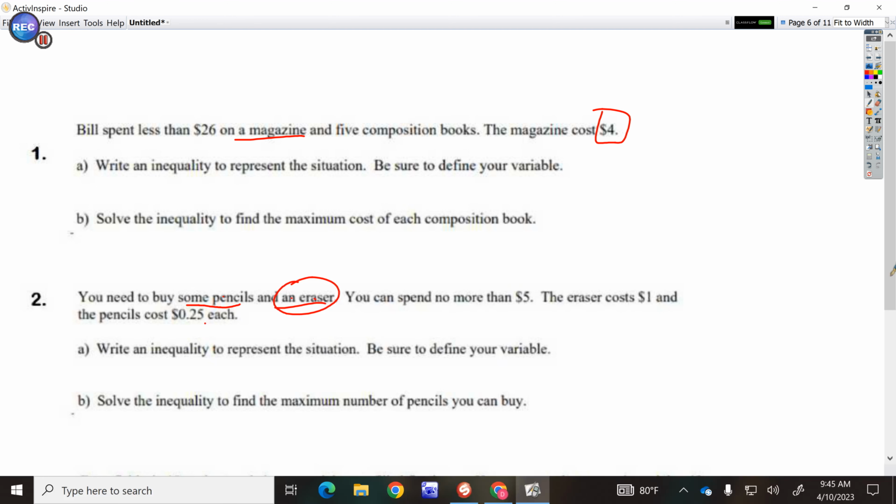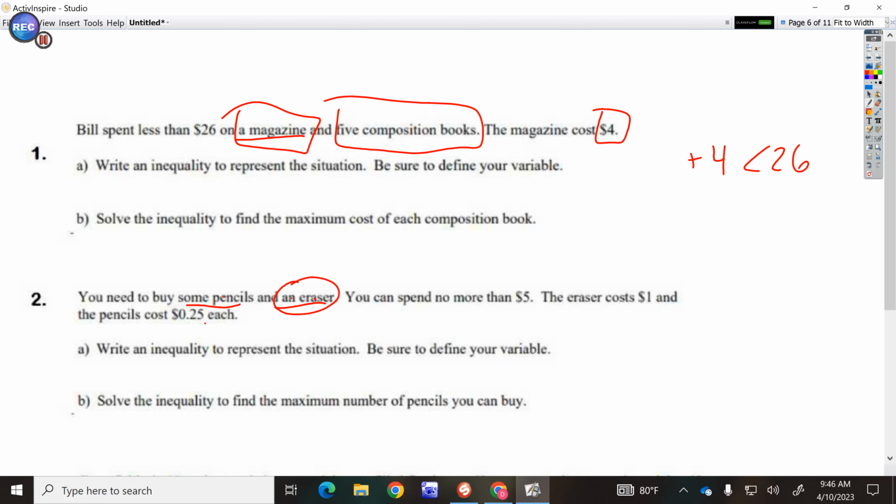On the first one, the first thing you can do is your inequality symbol. Less than $26. So this should end with less than 26. Over here it says a magazine, 5 composition books. So a magazine means it's only one magazine being sold. So that $4 has no variable on it because it's only one.